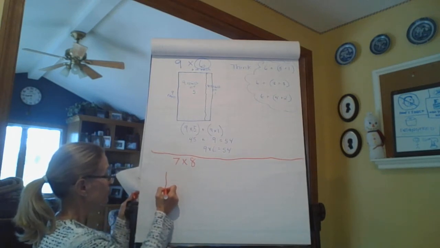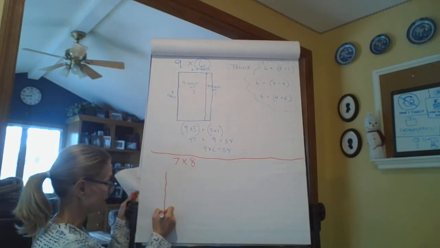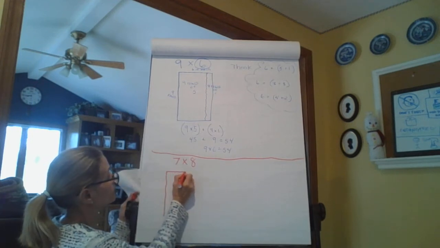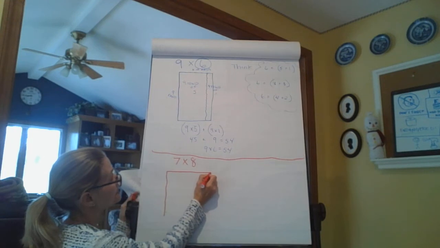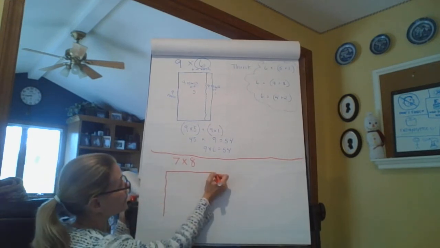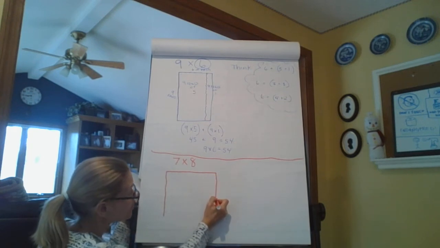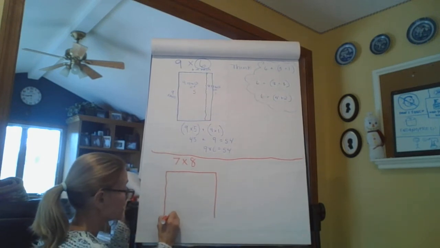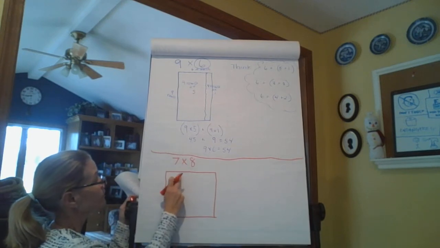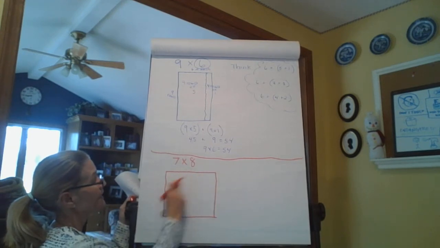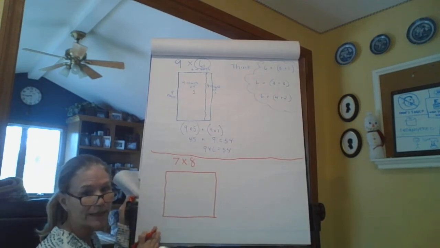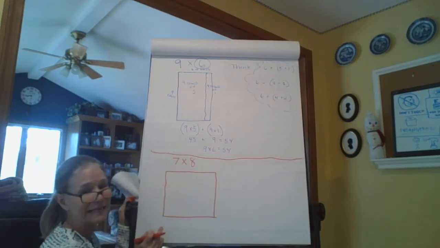1, 2, 3, 4, 5, 6, 7 rows. Now I got to go 8 across. 1, 2, 3, 4, 5, 6, 7, 8. My graph paper, grid paper makes it easy, but you can draw your lines to get this done. So I have 7 rows with 8 in each row. I don't want to count all those squares. Way too long and too big of a chance of me making a mistake.